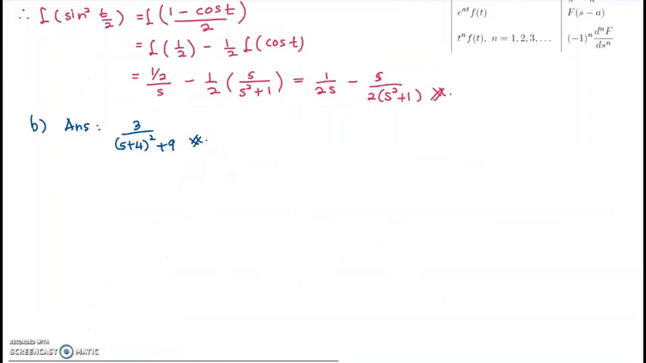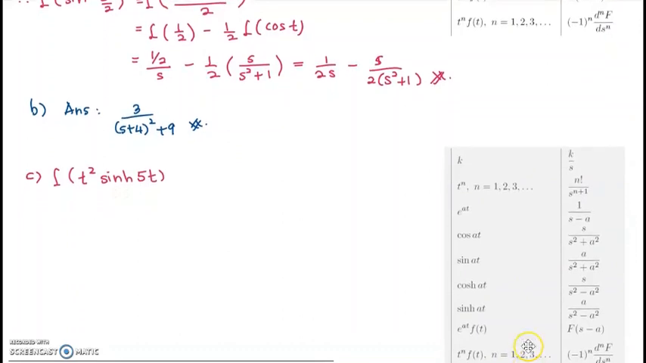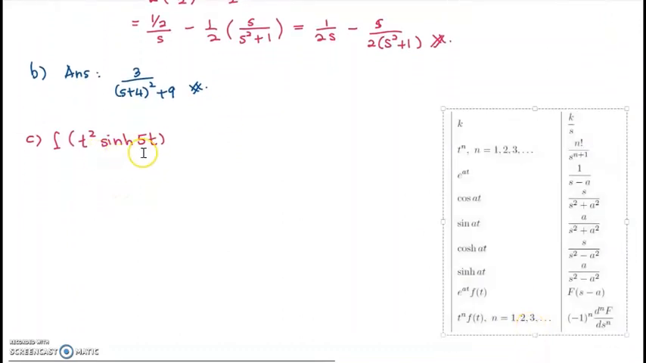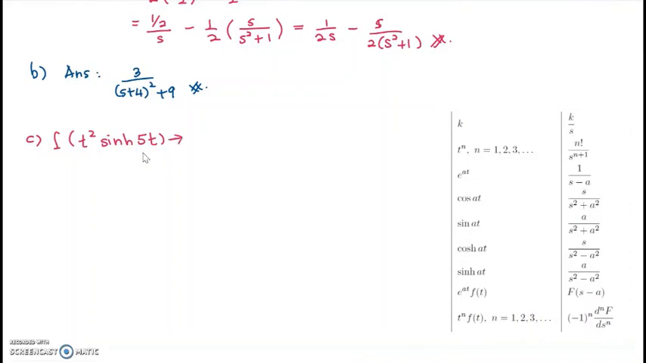So C, this is C. We want to find the Laplace of t squared sine 5t. I'm going to put the table here. We have t squared multiplied with some function, sine 5t.